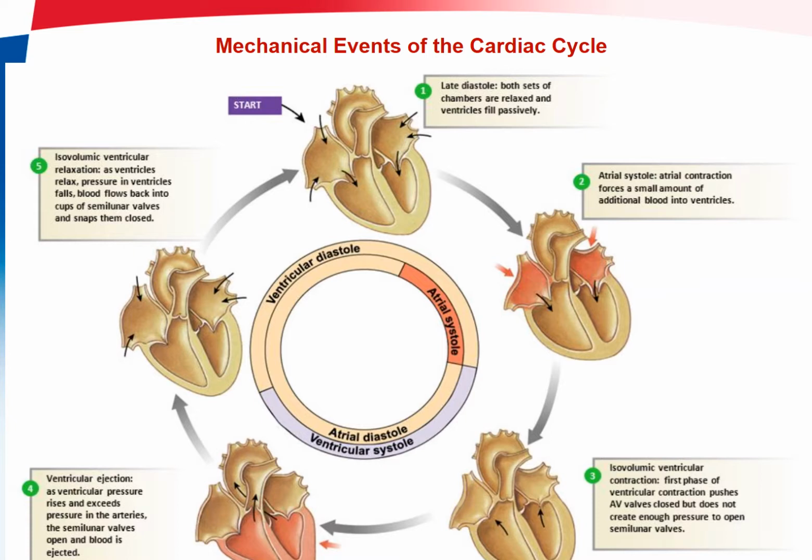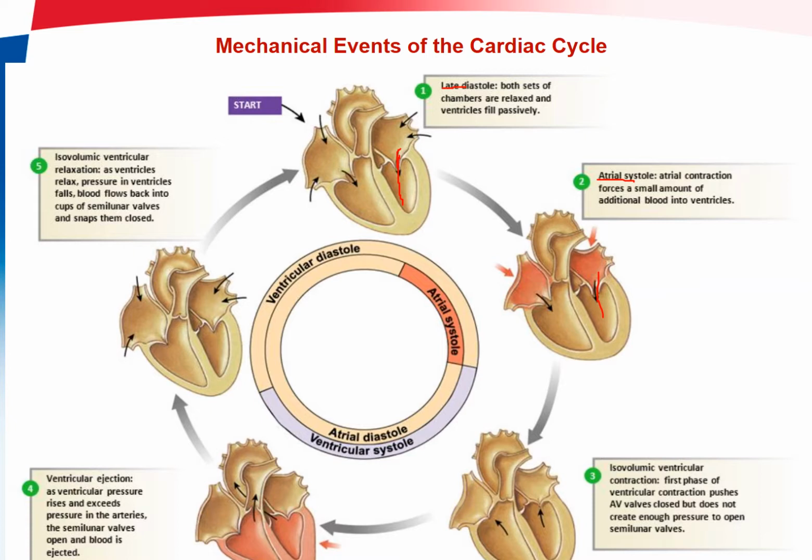So we'll start off with late diastole, when both atria and ventricles are relaxing and filling passively. The atria are filling with blood from the veins, and the ventricles have just completed a contraction. As the ventricles relax, the AV valves between the atria and the ventricles are open, and thus blood flows via gravity into the ventricles. Atrial systole. Although most blood enters the ventricles from the atria via gravity, the last 20% of filling is accomplished when the atria contract and push blood into the ventricles.